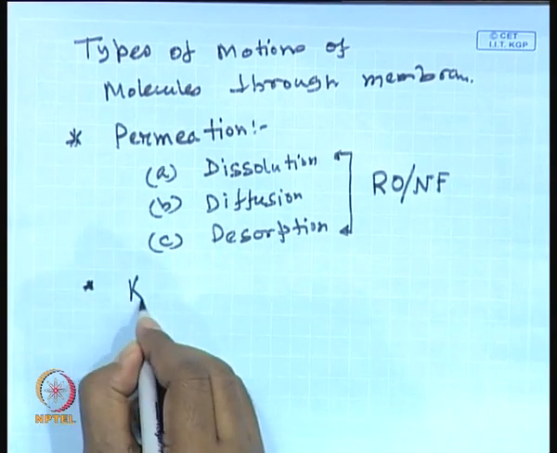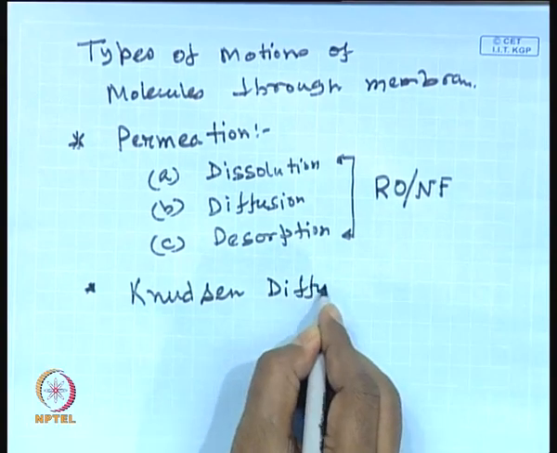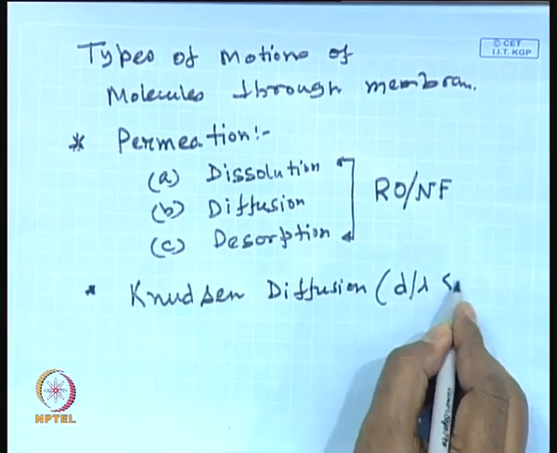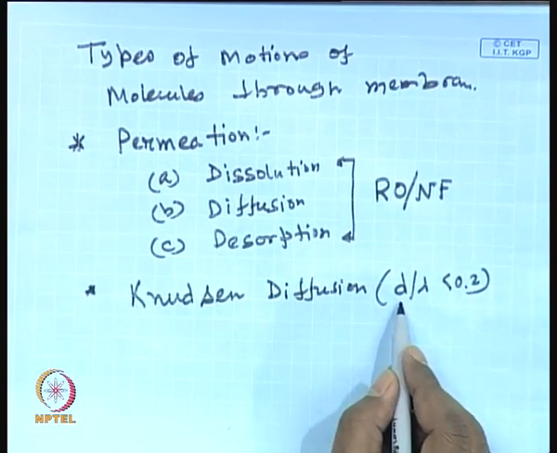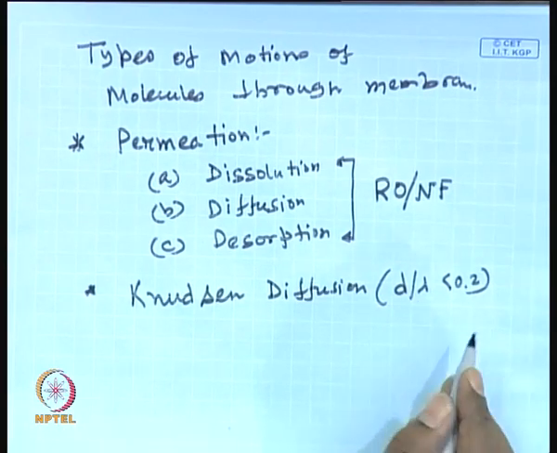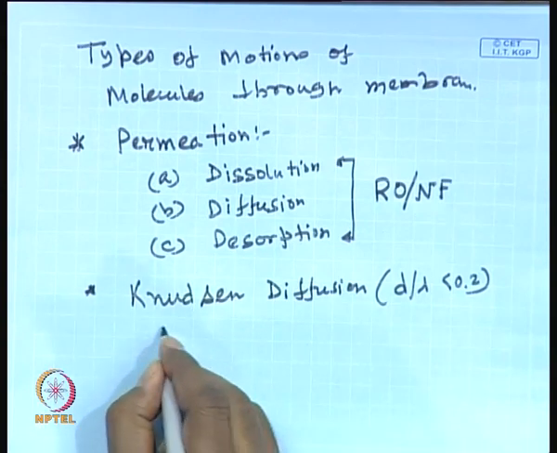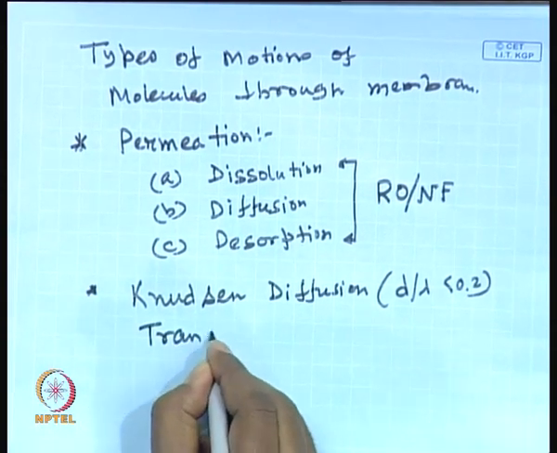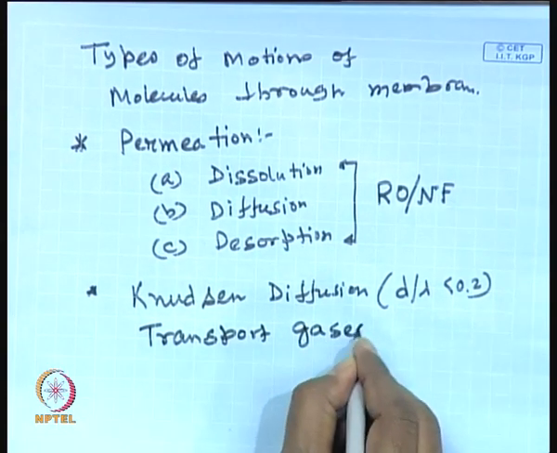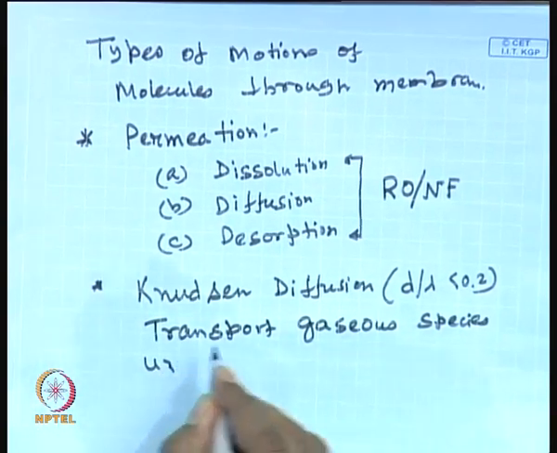The second one is Knudsen diffusion. D by lambda is less than 0.2, where D is the pore diameter and lambda is the mean free path of the molecule. If it is less than 0.2, this mechanism is called Knudsen diffusion, and this is basically the transport of gaseous species under rarefied conditions.